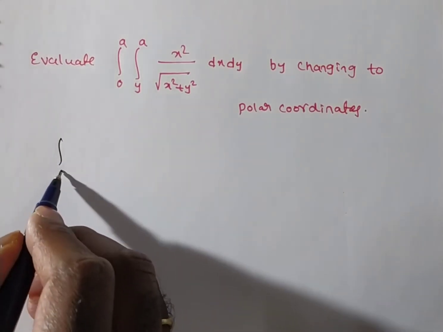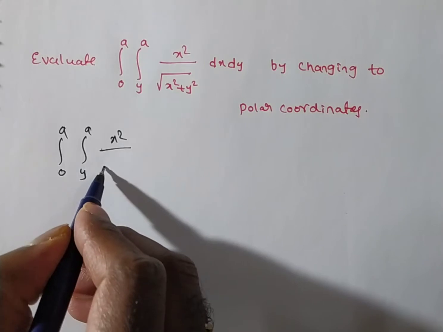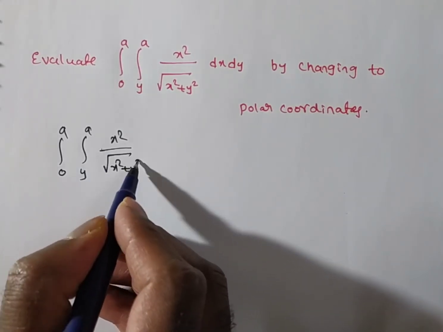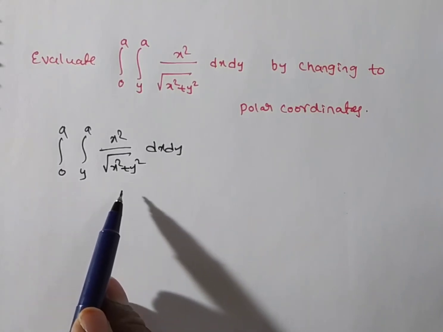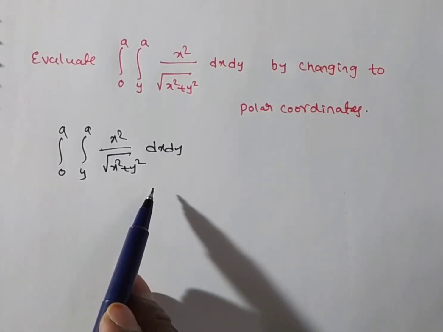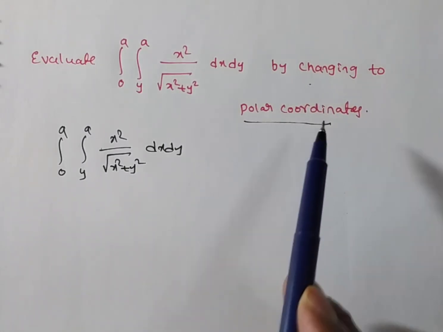The given problem is the integral from 0 to a, integral from y to a, of x square by square root of x square plus y square dx dy, which is a double integral in Cartesian coordinates. Now we are evaluating this problem by changing into polar coordinates.